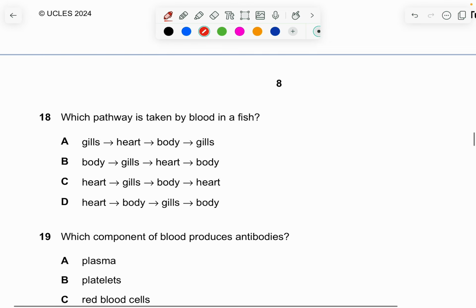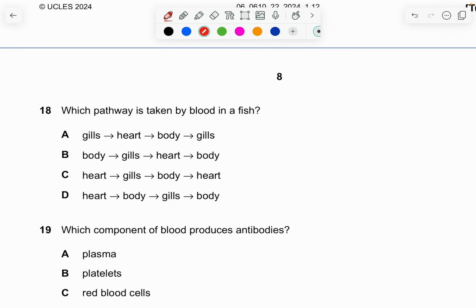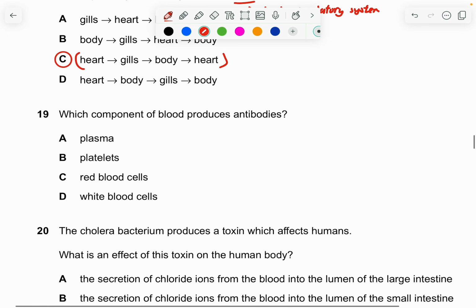Question 18. Which pathway is taken by blood in a fish? For this one, you have no choice but to remember, because a fish has a single circulatory system. So it only goes back to the heart once. This is the only option that has the complete one-time circuit, which is C. Question 19. Which component of blood produces antibodies? Antibodies, you know, are produced from lymphocytes. Lymphocytes are a type of white blood cell. So the answer is D.